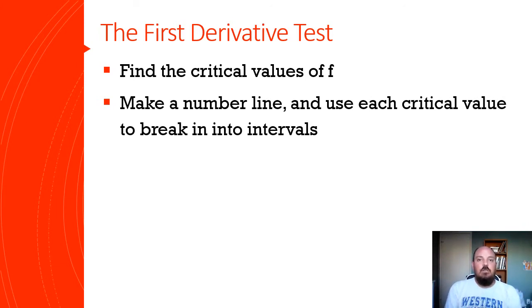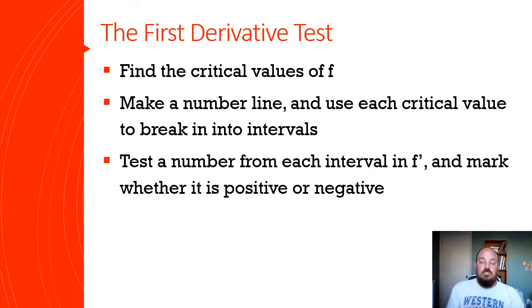Okay, step 2, you're going to make a number line and you're going to use the critical values to break it up into intervals. Then you're going to take a number from each interval and test them in the derivative, in f prime. When you're doing the test, you're actually plugging the number in. Let's say I'm testing the number 5. So I take my derivative f prime of x, I plug in 5, I see what I get. I don't really care about the number part. All this test requires is that I check whether I'm getting a positive number or a negative number because I want to know if that function is increasing or decreasing.